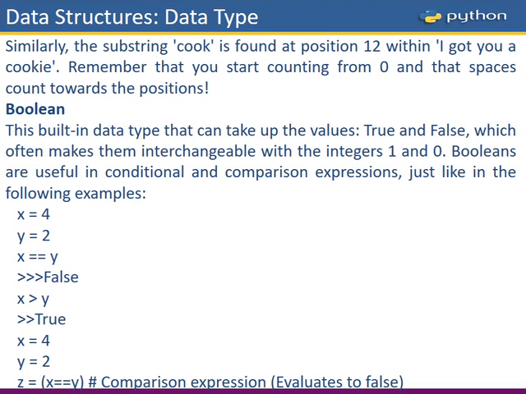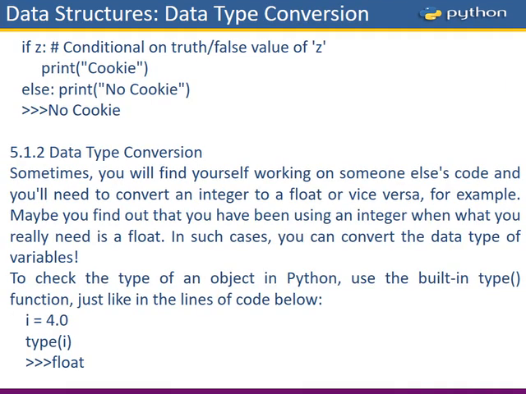So z equals s equal to y inside the bracket. The comparison expression evaluates to false. So we have if z, colon, conditional on the true or false value of z. So we print cookies, else print no cookies, so the output is no cookies.